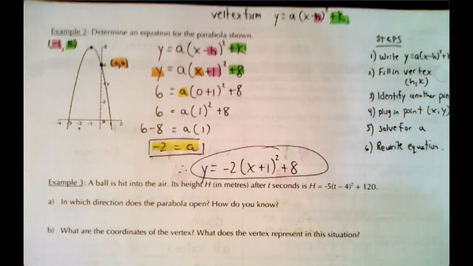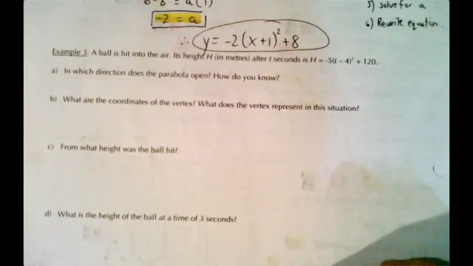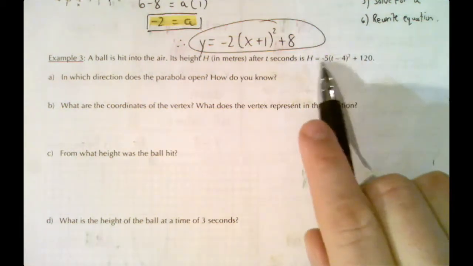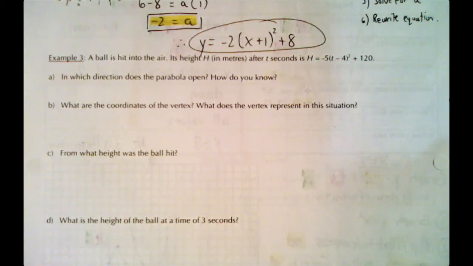Example 3 is an application question. We've done an application question, but that one was using standard form, that y equals ax squared plus bx plus c form of an equation. This time, we're going to do a similar question, but in vertex form. Vertex form tells us a little bit of different information. So let's take a look at how a vertex form application question works.